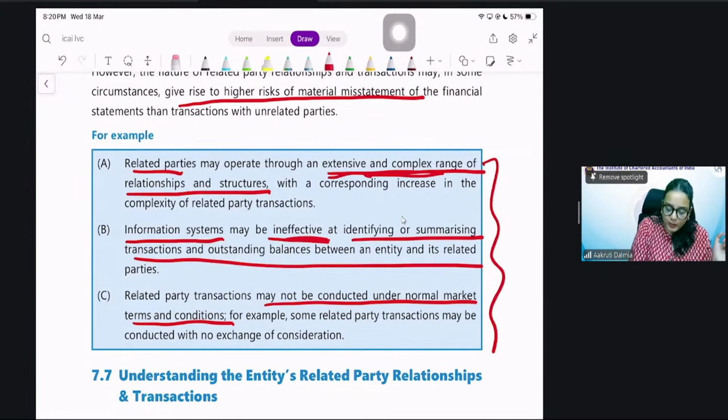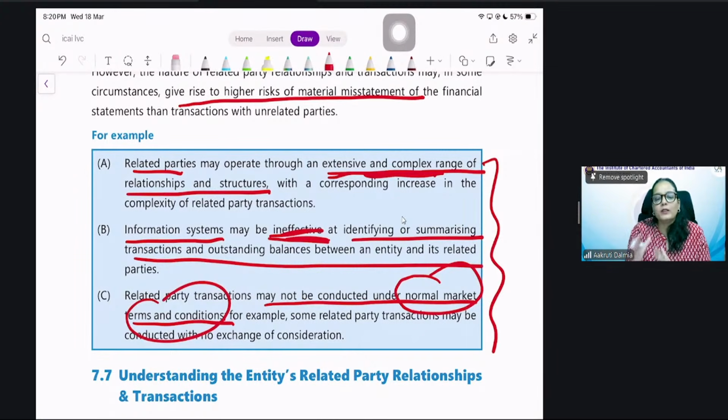First, the transactions can be very complex. Information systems may not be effective in identifying everything, and related party transactions may be done under abnormal terms and conditions. All this makes a related party transaction more risky.